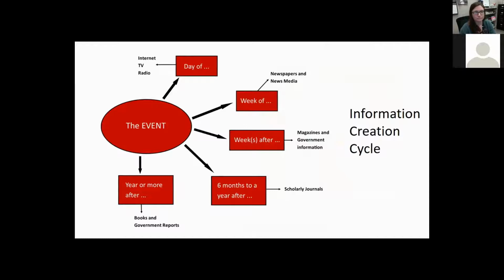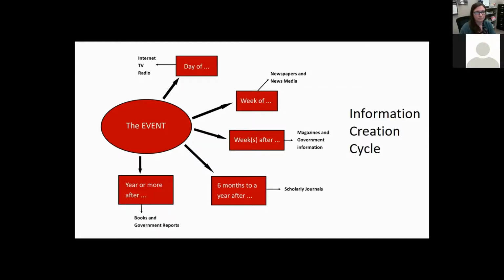On the same day of the event, you'll see news on social networking sites such as Twitter and Facebook, then on mobile communications in the form of texting, and in mainstream media, which includes TV, radio, and internet news sites. On the next day or the week of, you'll find the information in newspapers. In the following week or weeks, you can read about the event in popular magazines and government informational websites.